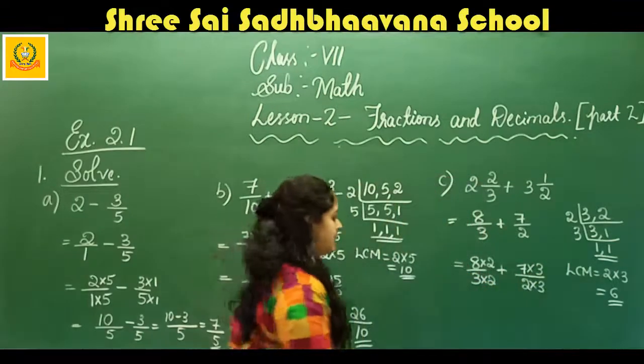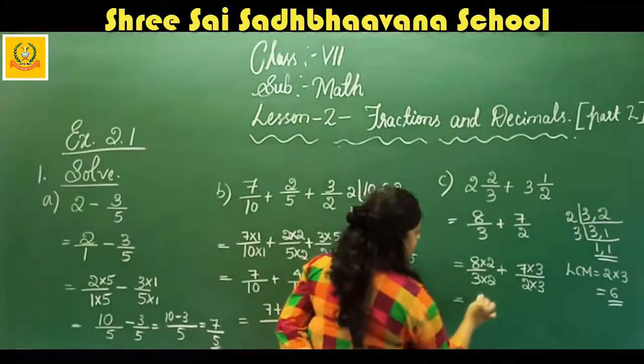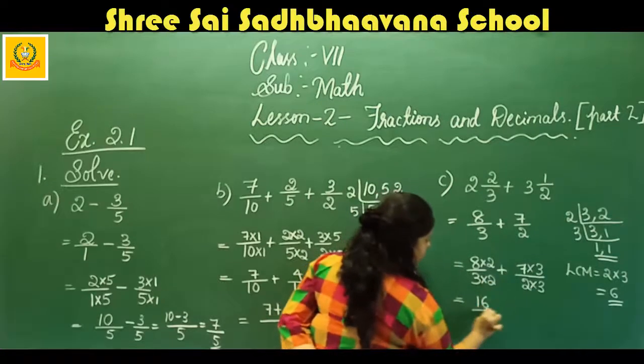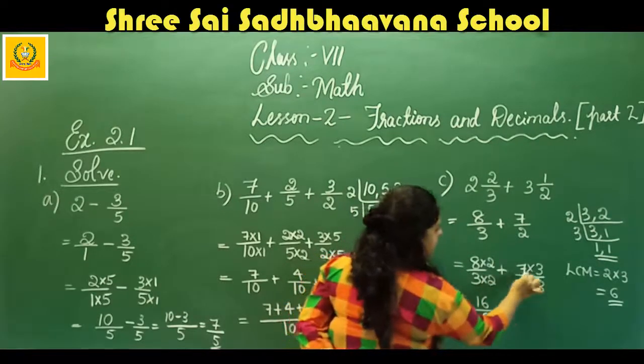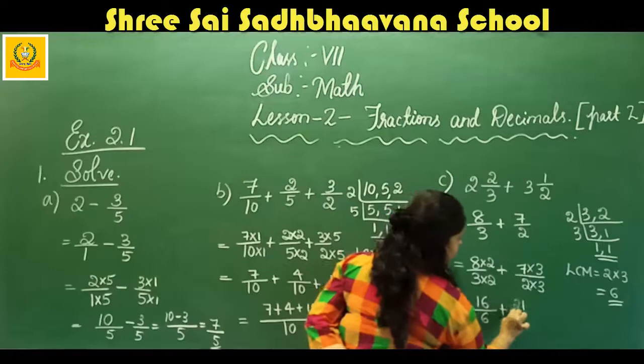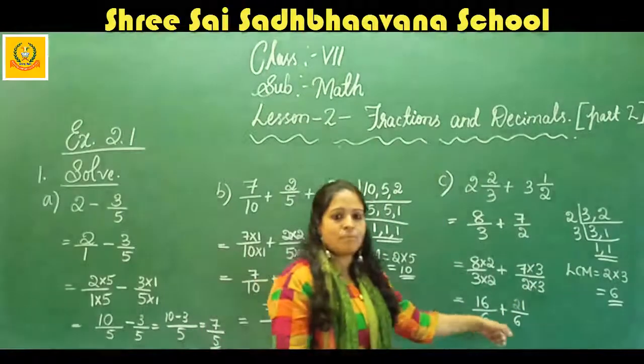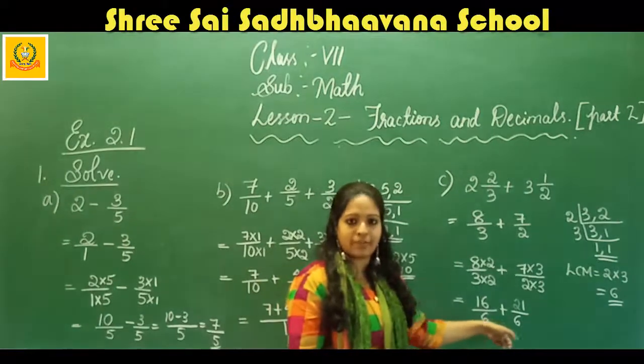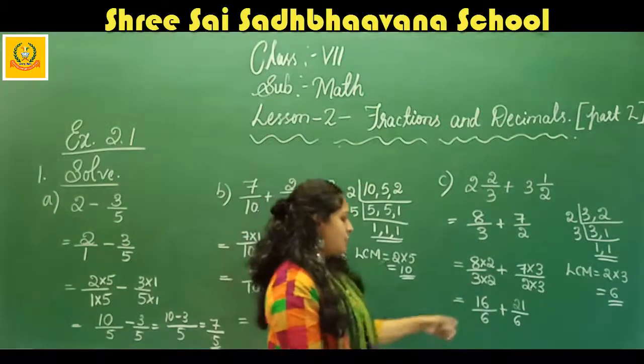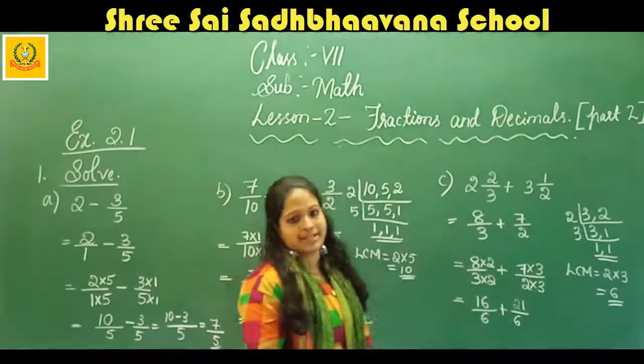Okay. Now let us multiply. 8 2's are 16. 3 2's are 6. Plus 7 3's are 21. 2 3's are 6. Now you can see both the denominators are same. Now what I have to do? I have to add the numerators.